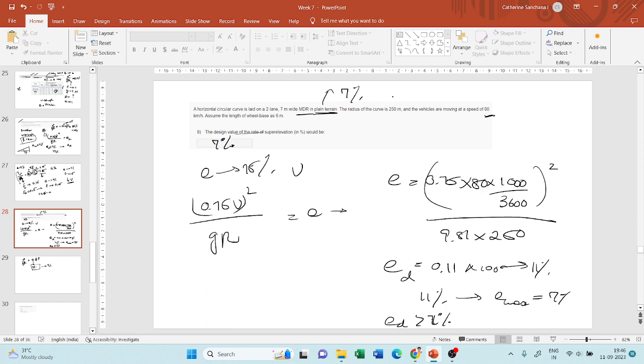For hilly terrain, based on whether the road is snowbound or not, its value will differ, right? So the maximum value will be 10% or 7% or whatever. Based on that only you have to say, not simply that the maximum super elevation is 7%. Based on the type of road, you have to identify what is the maximum super elevation that can be provided, and then use it in the problem. Okay, now moving on to the next question.